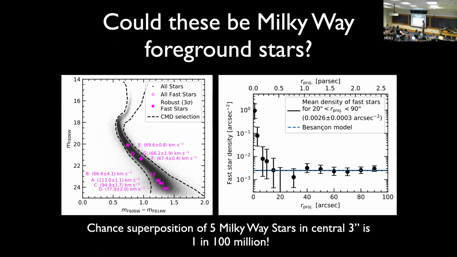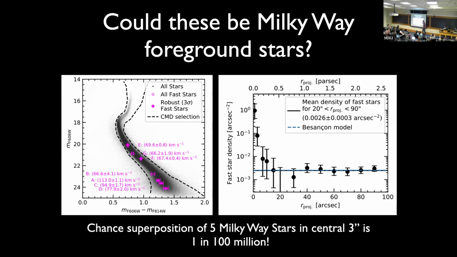And so we just look at the number of fast stars as a function of radius, and you can see that at about 0.003 stars per square arcsecond is the level that we see at large radii. And that turns out to be identical to the prediction from a Besançon model, which is a model Milky Way galaxy that has kinematics. So we think that this is just an accurate measurement of our Milky Way background.